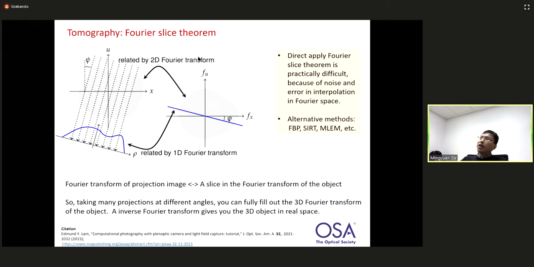But the difficulty in directly applying the Fourier slice theorem is that we never get a full fill-out of Fourier space because we have limited angles. Also, in the Fourier slice theorem we are actually using polar coordinates, which means the pixels on each point of this blue line do not have integer coordinates in an XY grid. So we need interpolation for numerical reconstruction. But this interpolation gives a lot of error, so directly applying the Fourier slice theorem is very difficult. That's why people have thought about alternative methods, like filtered back projection, ART, and MLEM. All these state-of-the-art methods have been applied to reconstruct the 3D object.